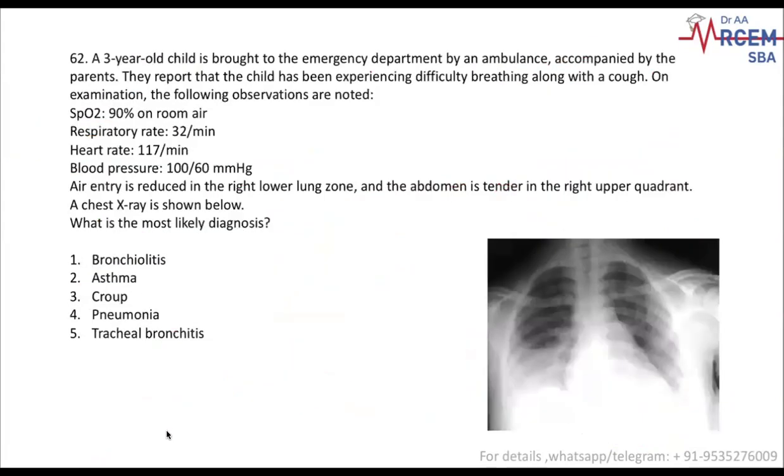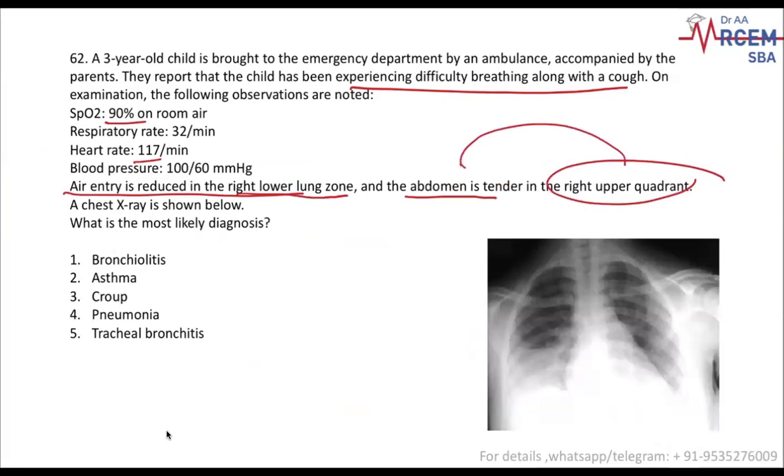A 3 years old child is brought to the emergency department by ambulance, accompanied by the parents. They report that the child has been experiencing difficulty in breathing along with cough. On examination, the following observations are noted. Saturations are on the lower side. There is some amount of tachycardia. Right lower zone air entry is reduced. And right upper quadrant abdominal pain is present. What is the most likely diagnosis?